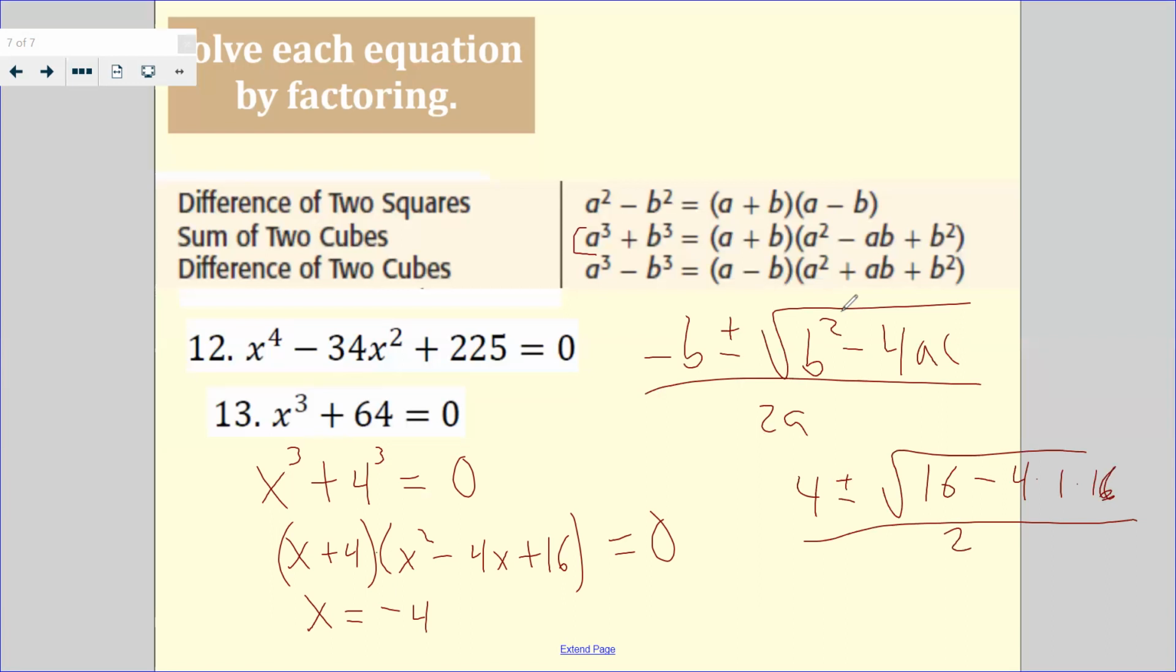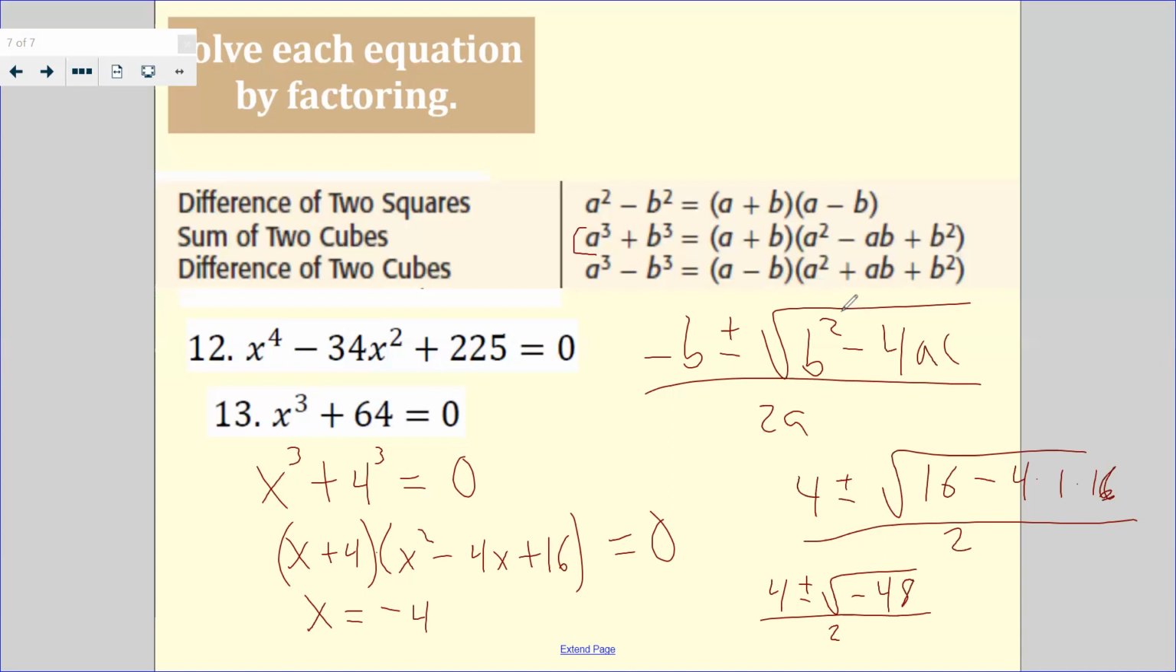And you're going to notice something here. Well, what happens? I have 4 plus or minus the square root of, well, 16 minus 64. That's negative 48. What happens in that case? Well, we can't do square roots of negatives. When we do square roots of negatives, we get imaginary numbers. All right, so this would end up being some imaginary solutions.